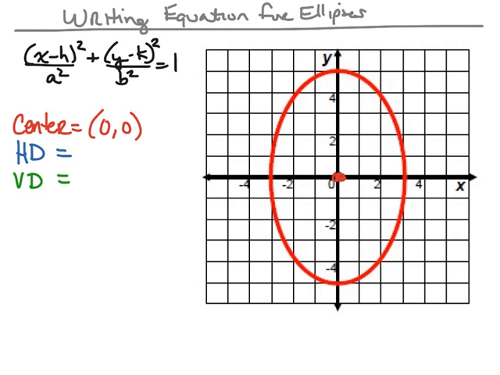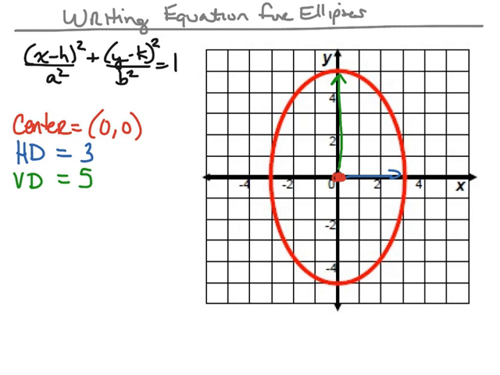Now I'm going to look for the horizontal distance, the distance from the center to either the left or the right of the ellipse. So notice the distance here is 3 units, therefore our horizontal distance is 3. Now I'm going to find the vertical distance from the center. From the center I have to go up 1, 2, 3, 4, 5 units, so the vertical distance is 5. Once I have these three things, I can go ahead and write my equation.